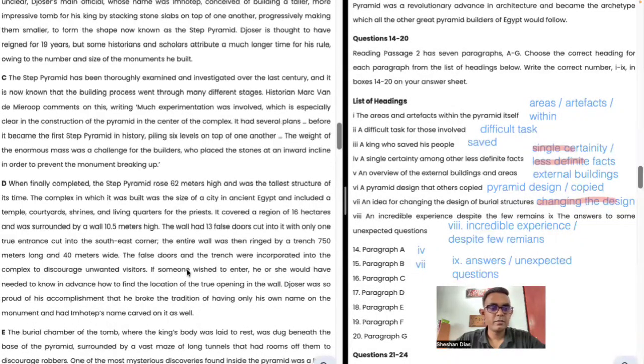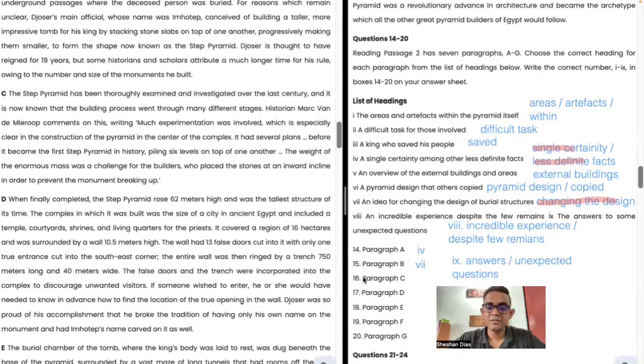All right. Let's move on to paragraph number 3. So paragraph C is what we are looking for. Now 7 is out, 4 is out. Let's go with the first sentence and last sentence method first. Let's see if we can find the answer. The step pyramid has been thoroughly examined and investigated over the last century, and it is now known that the building process went through many different stages. It had several... the last one is here.